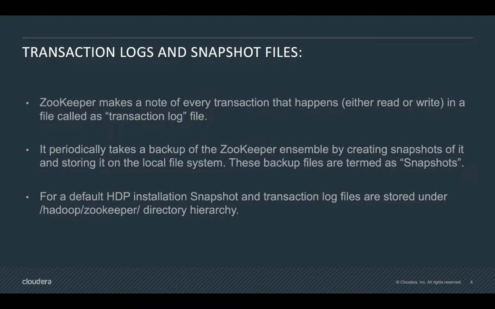ZooKeeper transaction logs and snapshot files. ZooKeeper makes a note of every transaction that happens, which may be either a read or a write, in a file called the transaction log file. It periodically takes a backup of the ZooKeeper ensemble by creating a snapshot of it and storing it on the local file system. These backup files are named snapshots. These are fuzzy snapshots which hold the snapshot of a data tree. For a default HDP installation, snapshot and transaction log files are stored under the /hadoop/zookeeper directory hierarchy. Going ahead, let us take a look at how these transaction log files and snapshot files look on the local file system.